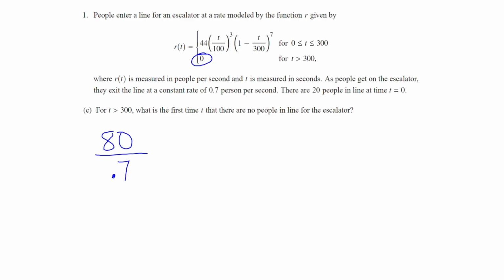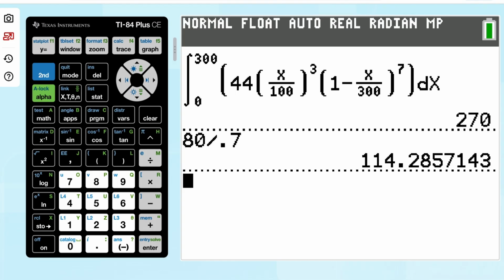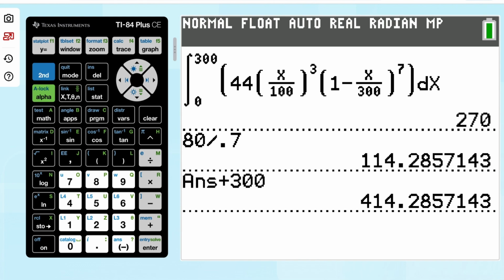And then, of course, that tells us how long after t equals 300, so we'll want to add 300 to that. So this is the time after 300, because we had 80 people leaving at 0.7 people per second. And then we'll add the 300 to that. We'll use our calculator to do 80 divided by 0.7. We don't have to, but it'll be easier, and since we have it, you might as well use it. And then we'll just add 300 to that, which is 414.286 seconds.